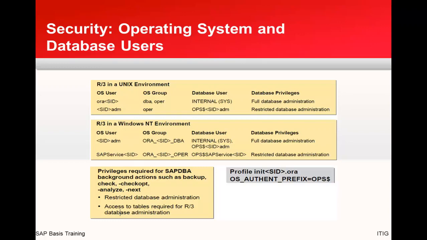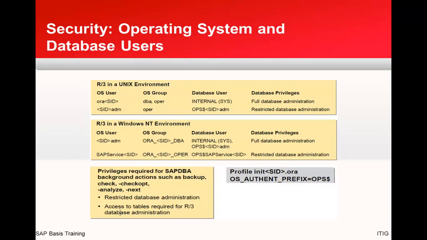It is an internal database user, which should have full database administration privileges. Then you have another user, which is an SAP user, the <SID>ADM. For example, if C11 is your SID, then it becomes c11adm as the user. Then we have OPS$<SID>ADM, which is used for connecting to the database. So these are the users in the Unix environment. Let's come to the Windows environment. In the Windows environment, in the middle you can see where we have the SIDADM user.